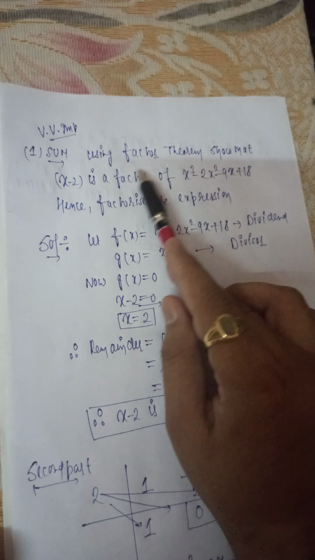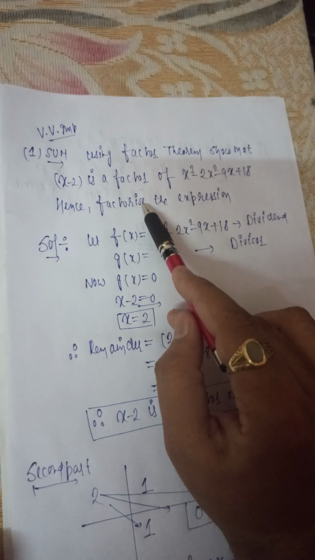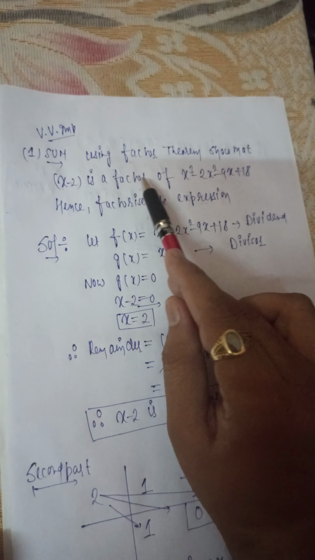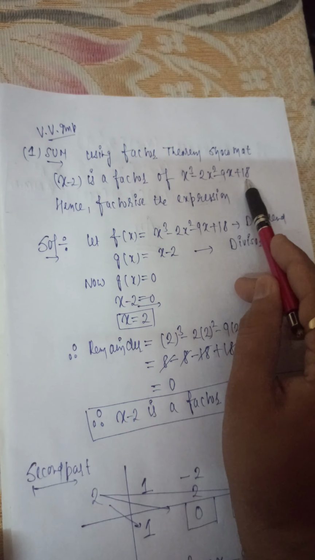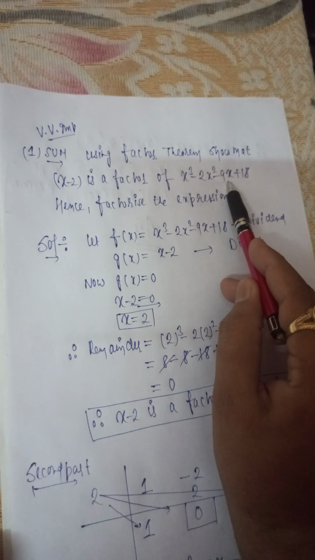Show that x minus 2 is a factor of x cube minus 2x square minus 9x plus 18. Hence, factorize the expression. So, the meaning of the statement is, first we have to show this x minus 2 is a factor of this given polynomial. And the second part is factorize this expression.